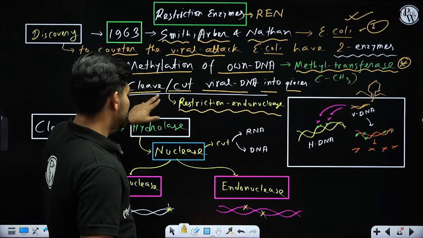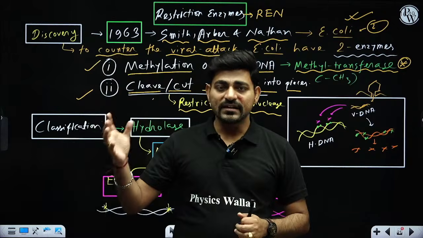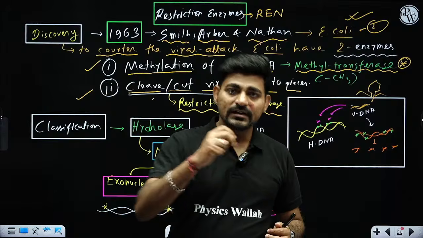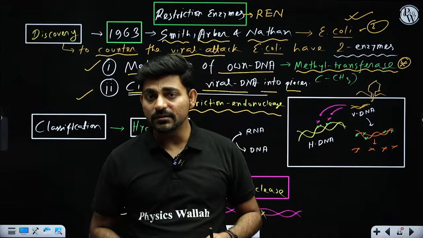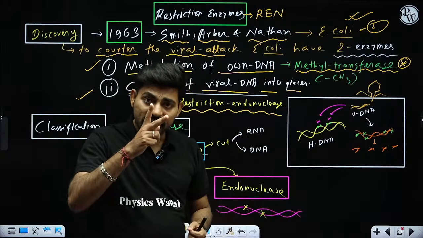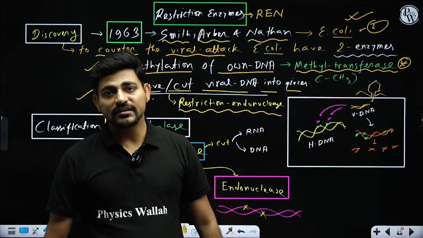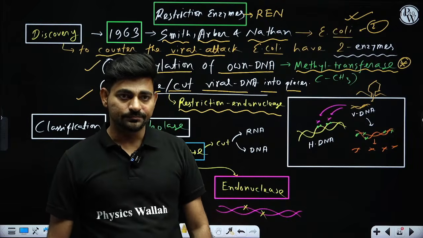And the other one is very clear, restriction endonuclease. Whenever the virus injects the genetic material inside the cytoplasm of that bacteria, restriction endonuclease cuts it into pieces and destroys the viral genome.